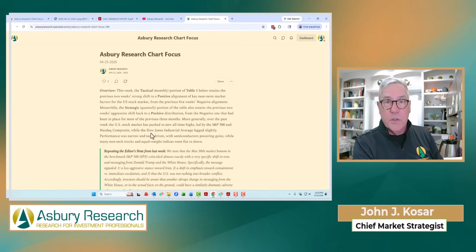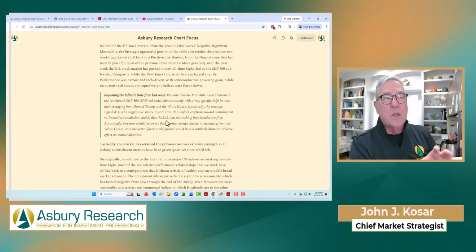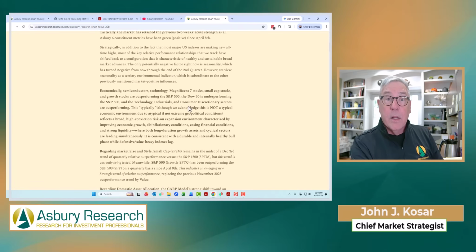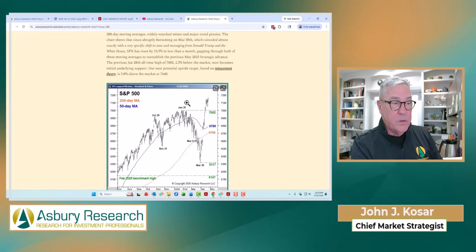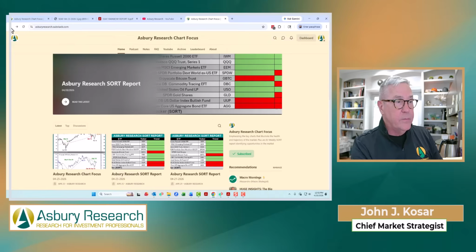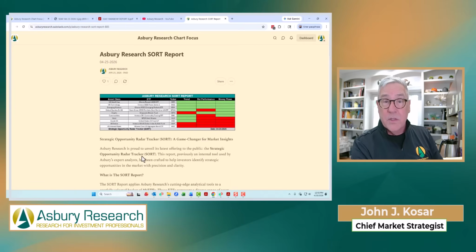There's chart focus. This is once a week, and this looks at the 10 charts that we think are the most important to pay attention to, that we believe are going to have the most influence on future broad market price direction. You can see it includes a lot of charts, a lot of graphs. And the second one is our sort report, twice a week for the Substack subscription.